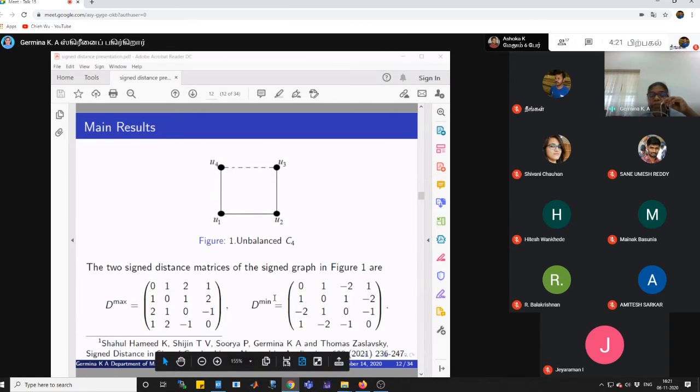Let us come to D min. Here u1, u1 is 0. u1, u2 is again +1. For u1, u3, you see, because it is d min and there is a negative path, we give the sign minus, so -2.